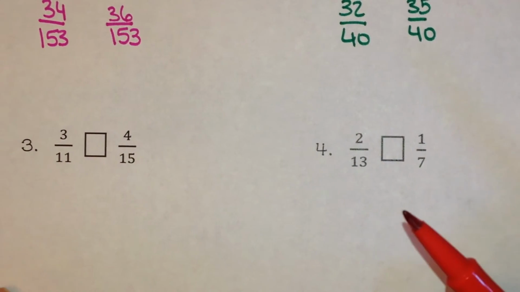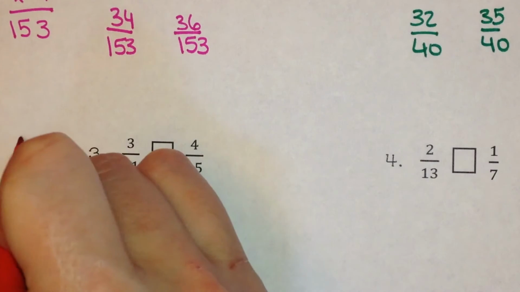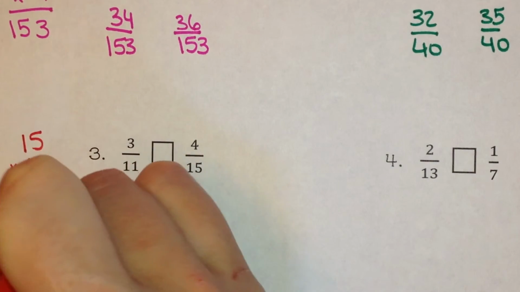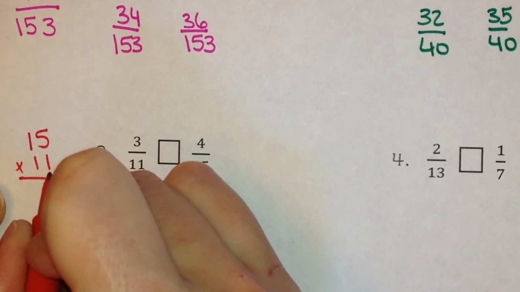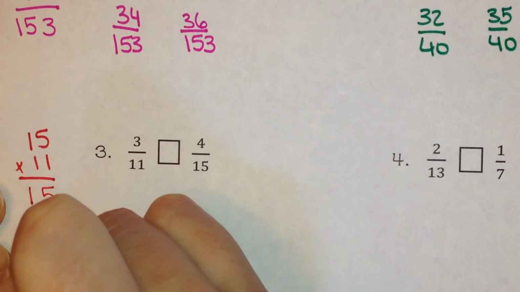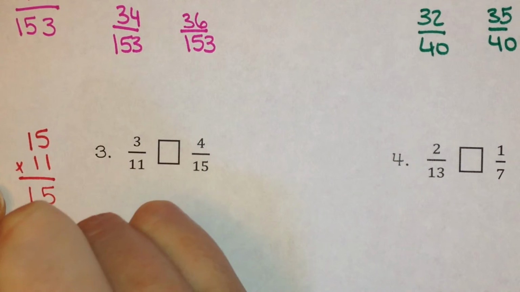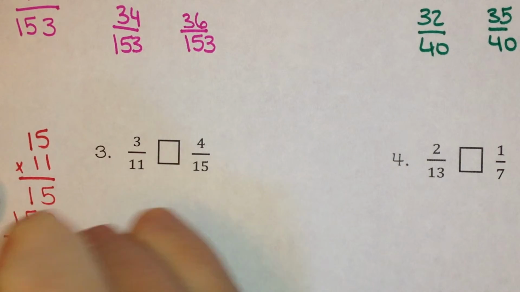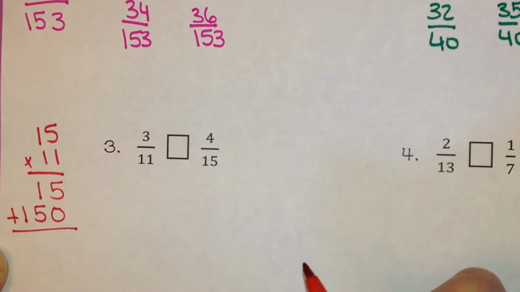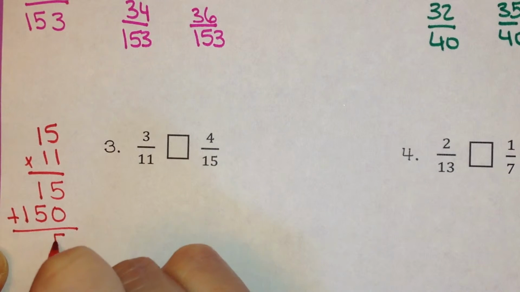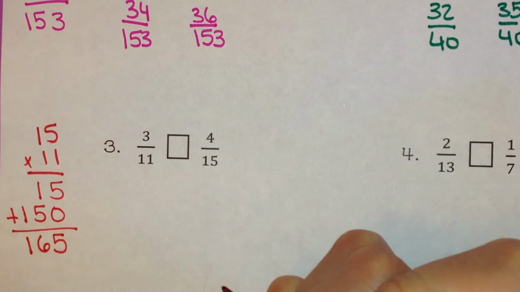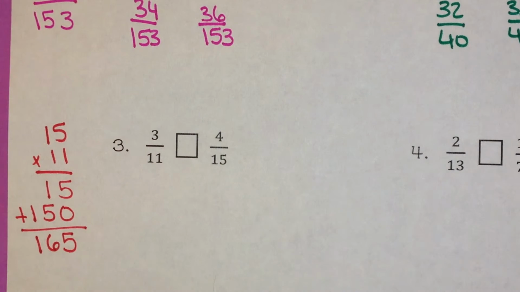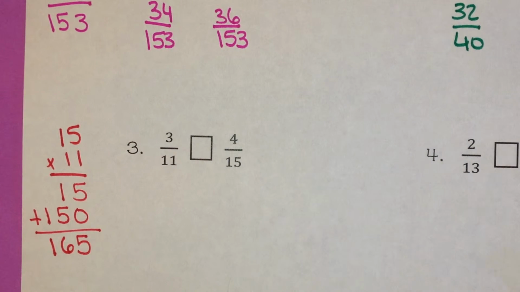Multiply 11 times 15. I'm just going to do 15 times 11 over here. We have 5 times 1 is 5. 1 times 1 is 1. Bring down the 0. 1 times 5 is 5. 1 times 1 is 1. Add them together. 5 plus 0 is 5. 1 plus 5 is 6. And bring down the 1. So 165 is our common denominator.